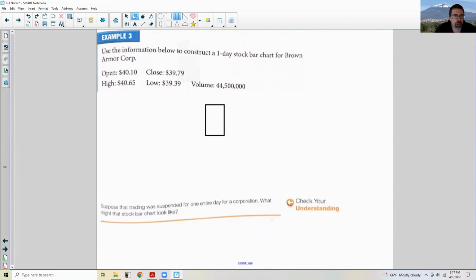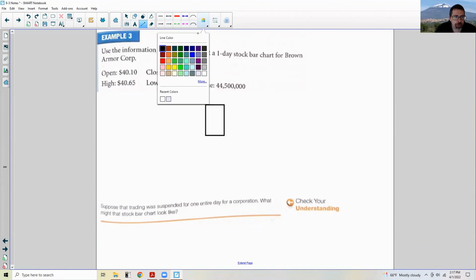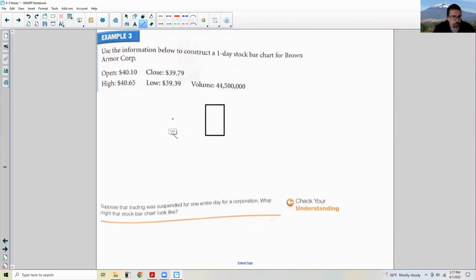All right, so the low of the day is down here at 39.39. So if I draw a line just above that, and let's make it blue. If I drew a line across like so, that's a penny below $40. So then if I label this $40, then this is 39, not 39, right? Just below it. The high was 40.65.